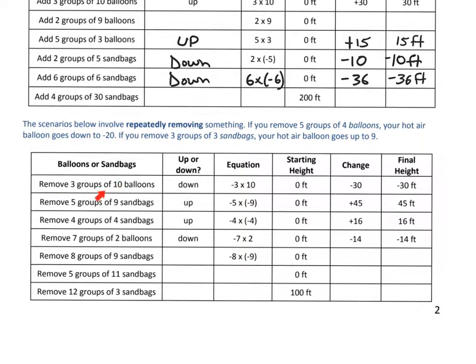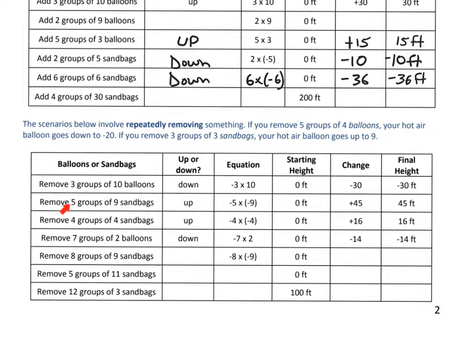Remove 3 groups of 10 balloons. You're going to go down. You're removing, that's minus 3, negative 3. You're removing 3 groups of 10. If we start at 0, you would go down 30. That's negative 30 feet.